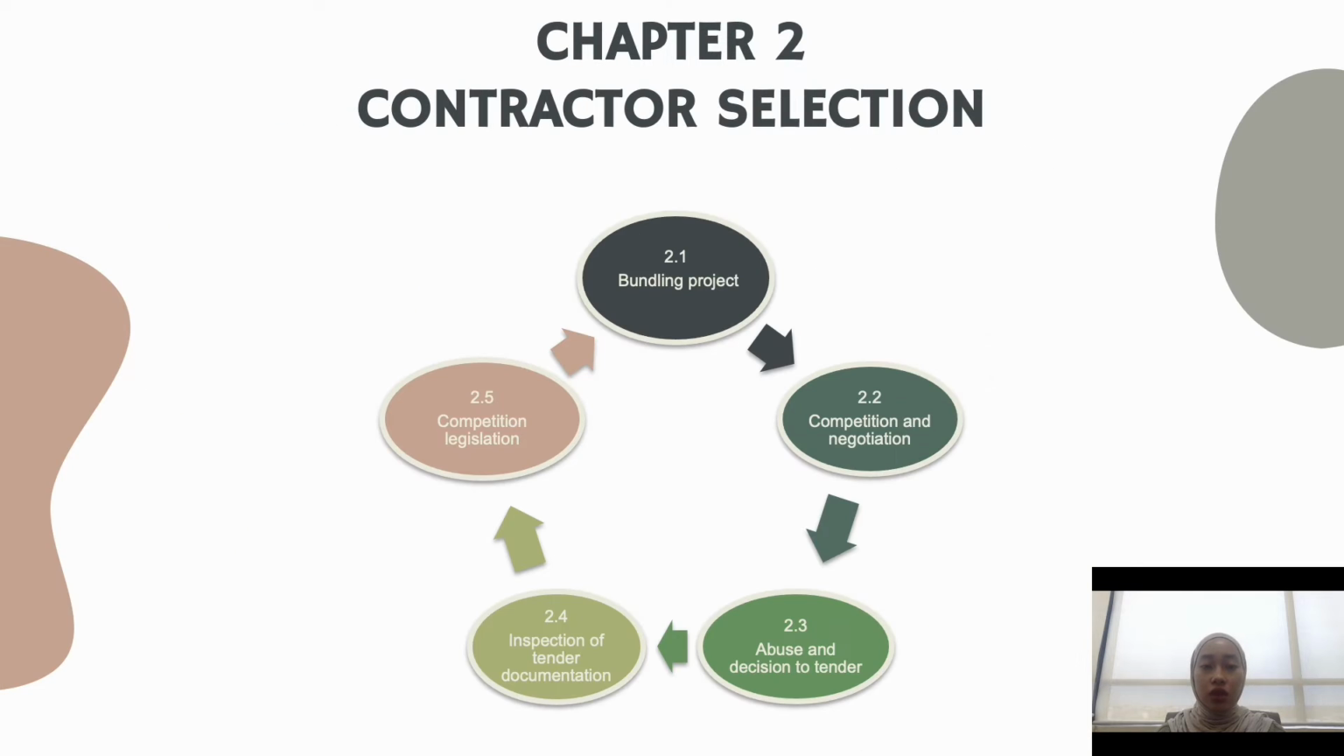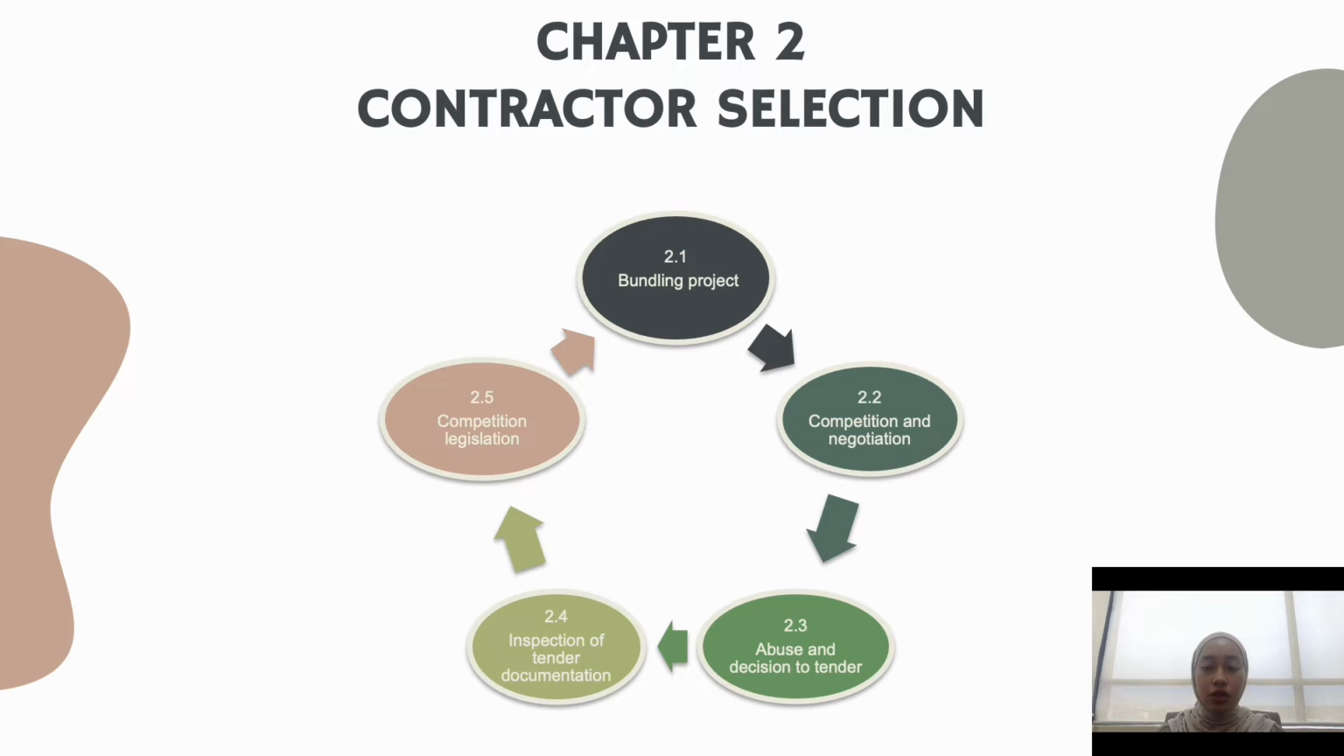So this is Chapter 2, Contractor Selection. In Chapter 2, the students have learned about how clients select contractors. The students are studying a number of subtopics in this chapter, including the bundling project, which is a contract that is offered separately for a number of conversion, restoration, or replacement projects. Next, the student can discover the value of a bundling project as well as its benefits and more.